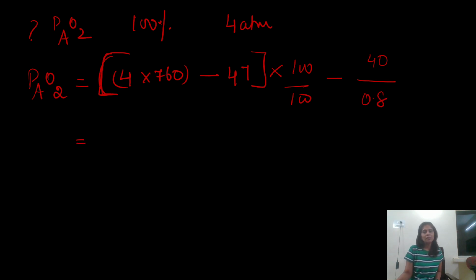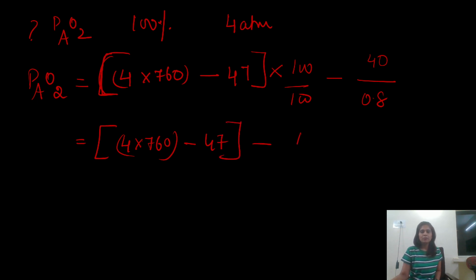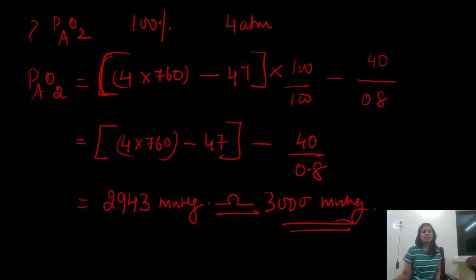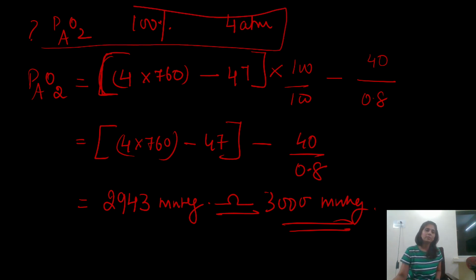Now that you have all the numbers, it is 4 into 760, minus 47, minus 40 by 0.8. If you calculate it, you would get 2943 millimeter of mercury, which is approximated as 3000 millimeter of mercury. So this is the answer for that question. The alveolar partial pressure of oxygen for this ventilator setup is 3000 millimeters of mercury.